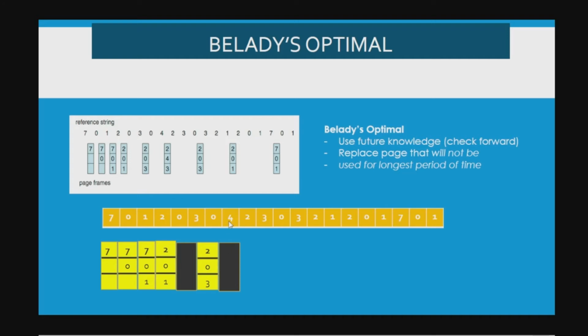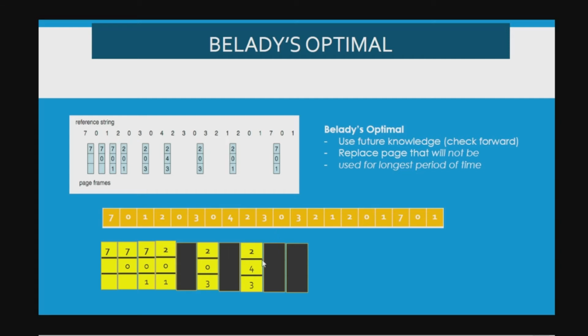Okay, next is 4. 4 is not the resident. So we check forward. Okay, 2 is here. 3 is here. 0 is here. So we need to replace 0 with number 4. Okay, next we have 2, 4, 3. Okay, after 4 we have 2. So copy. Okay, and then we have 3. So copy again. And then next is 0.